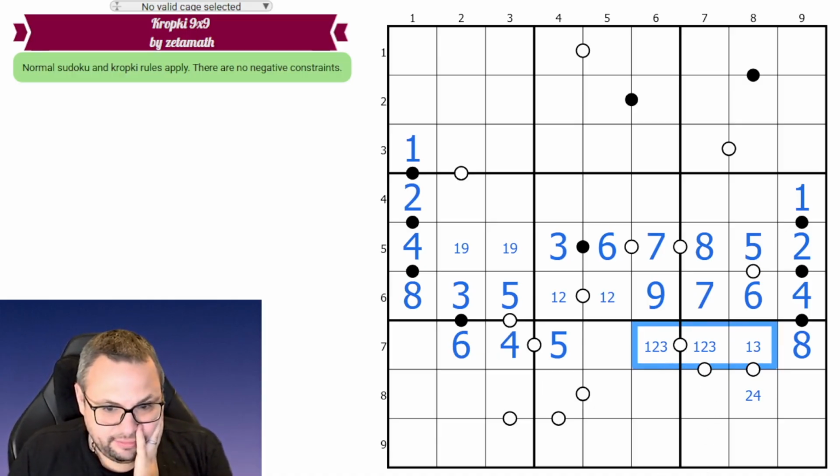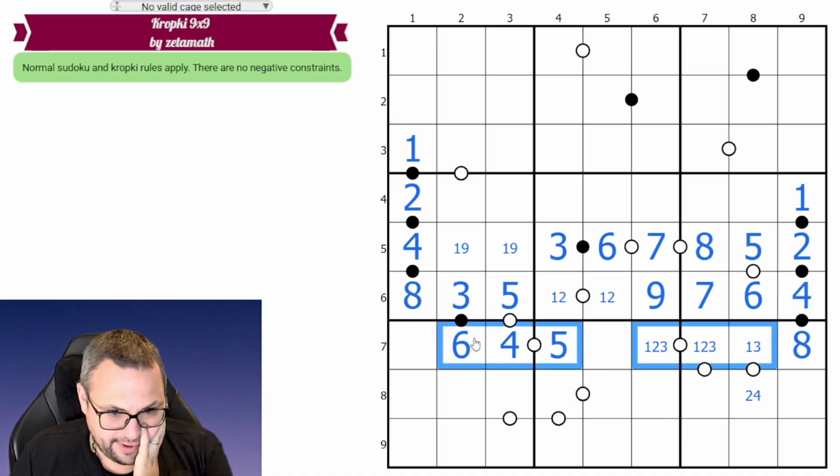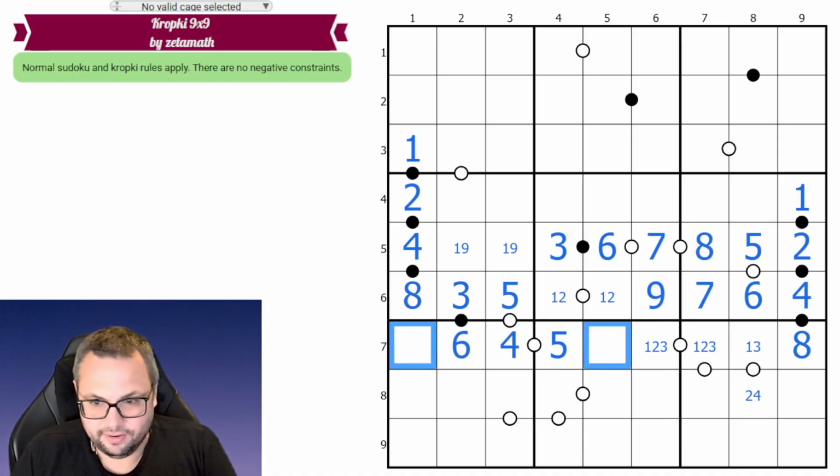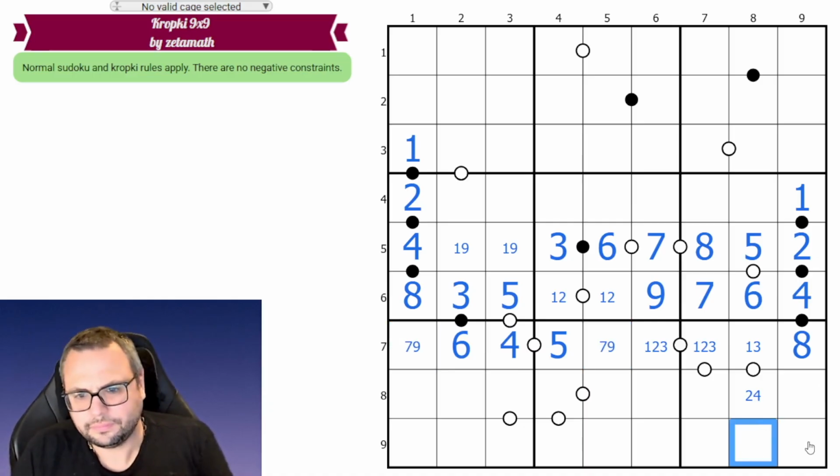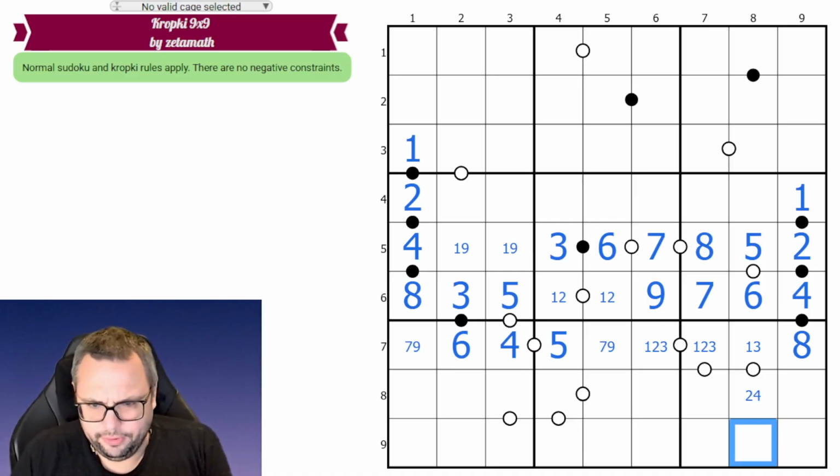And that, in fact, gives me a 1, 2, 3 triple in the row. So that's 1, 2, 3, 4, 5, 6. That means these digits here are 7 and 9. Which is also interesting.